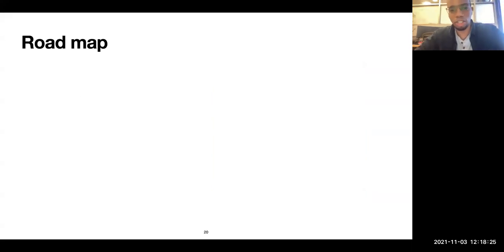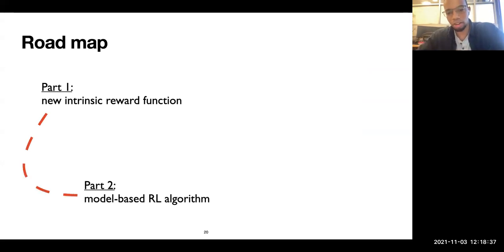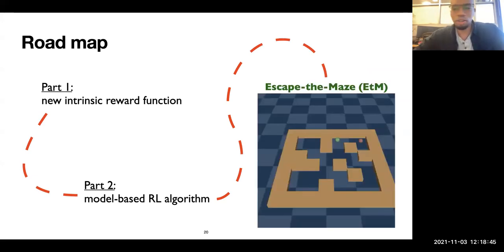And so the rest of the talk is going to be focused on us introducing our method. So the first thing we're going to do is propose a new intrinsic reward function. We're going to couple this intrinsic reward function with a model-based reinforcement learning algorithm. We're going to prove that this leads to a synergistic relationship between the two. And if we follow the map, we'll lead to X marks the spot, and we'll look at our new fancy algorithm called Escape the Maze.